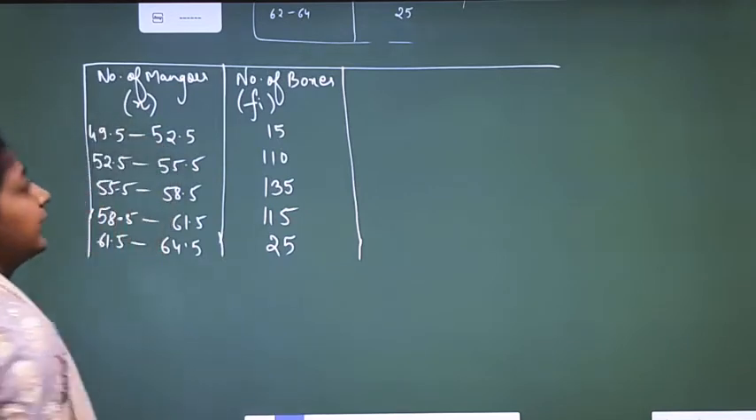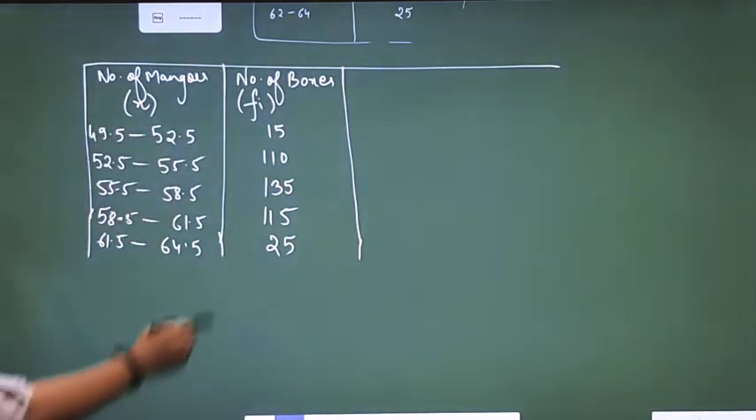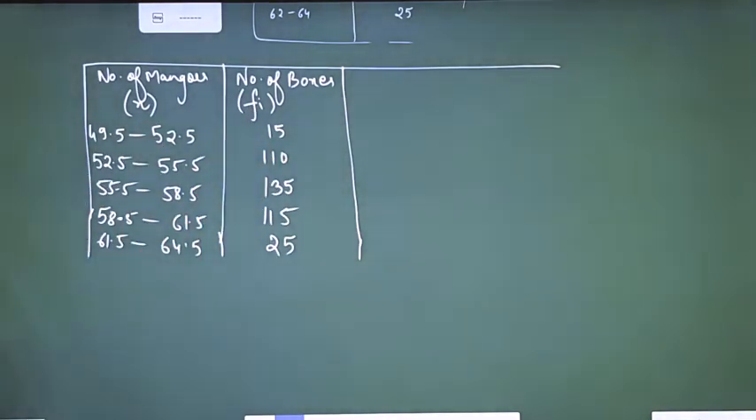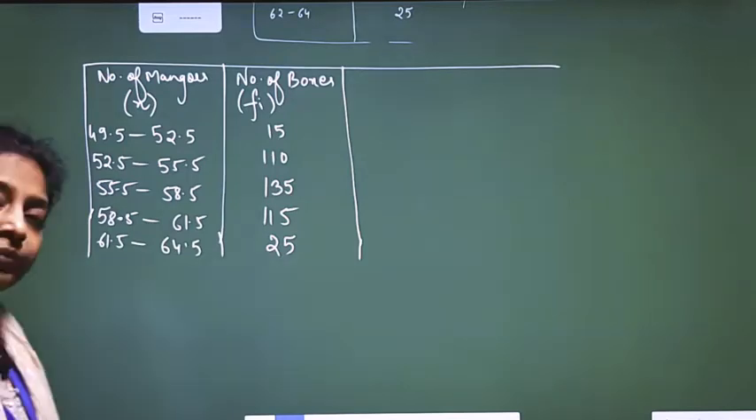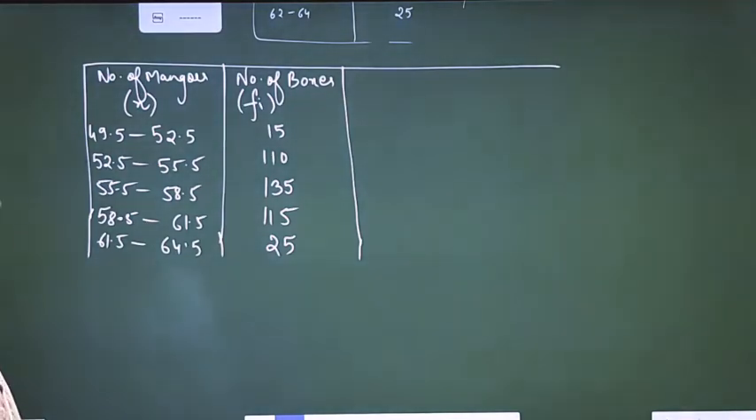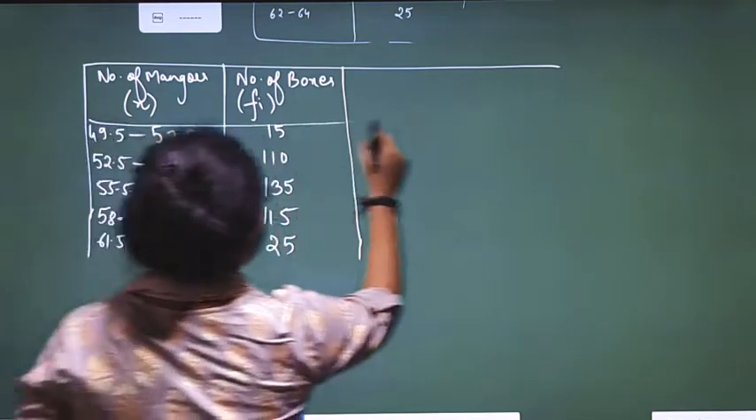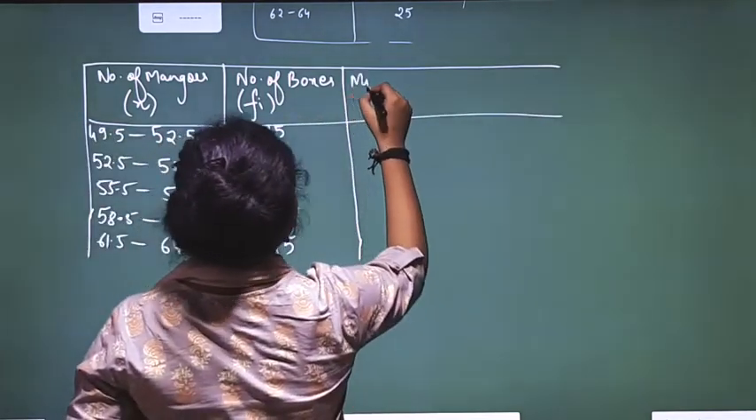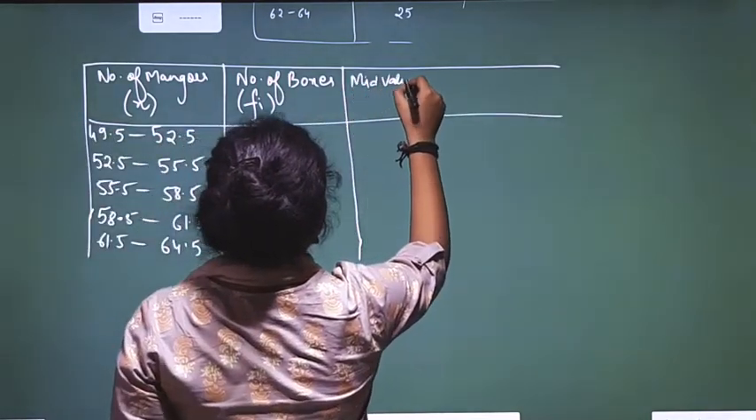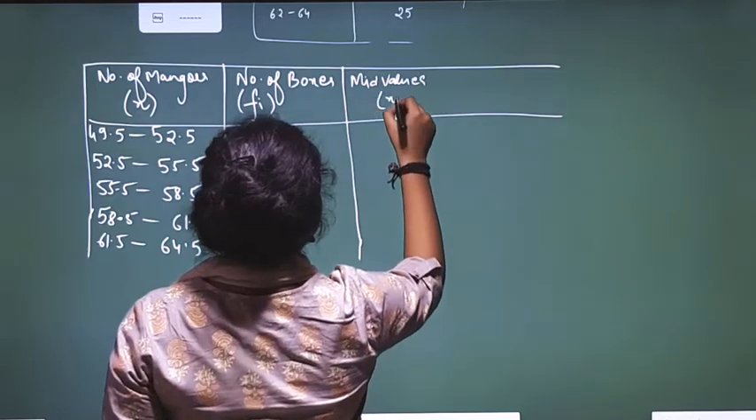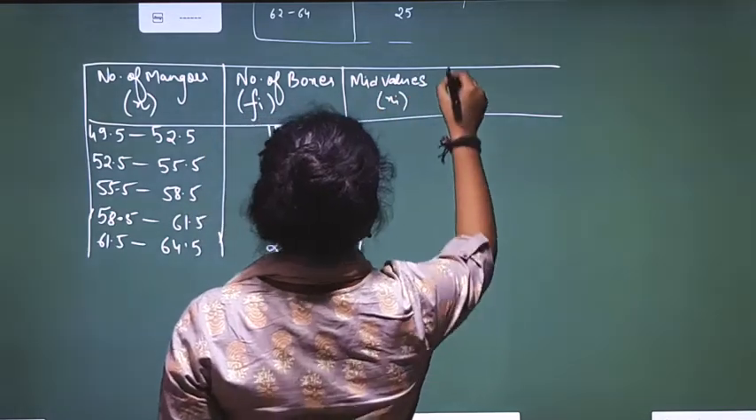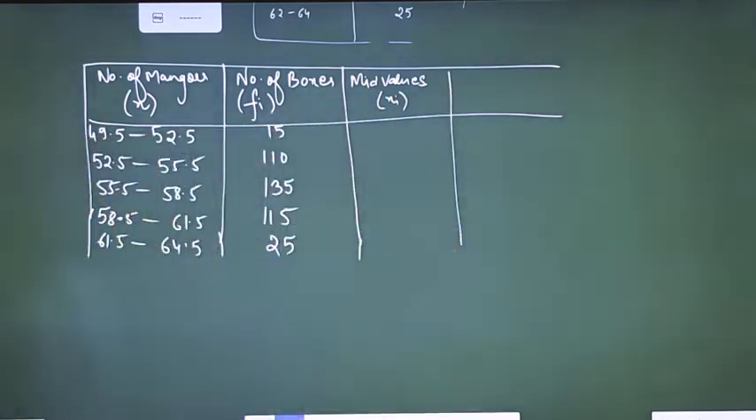So what method can we apply? See, the data values are large enough here, so we can either apply the assumed mean method or we can also apply the step deviation method. First of all, let us find out the mid values. Mid values, that is xi. Mid value is what? Lower limit plus upper limit by 2.